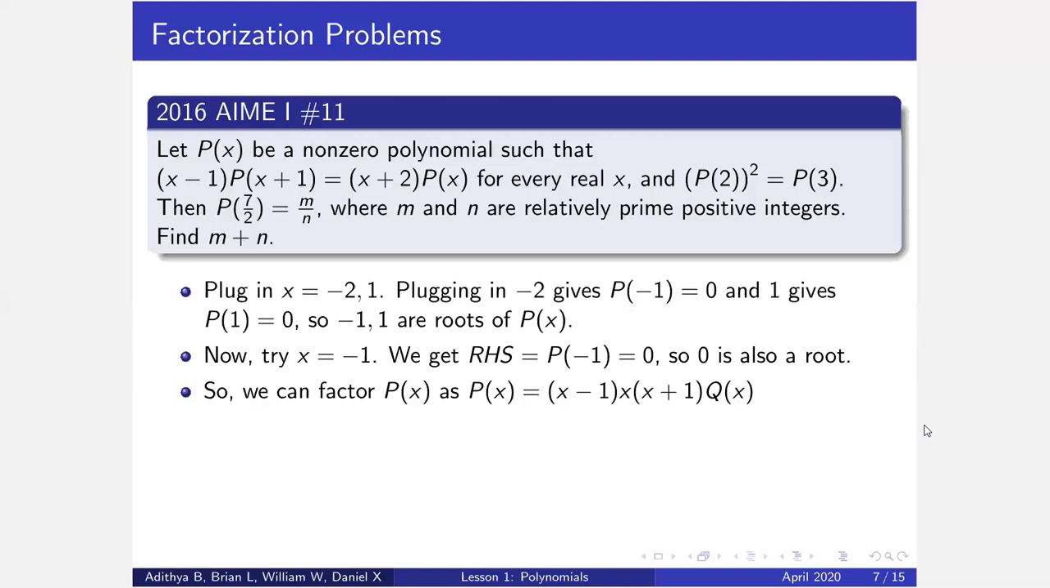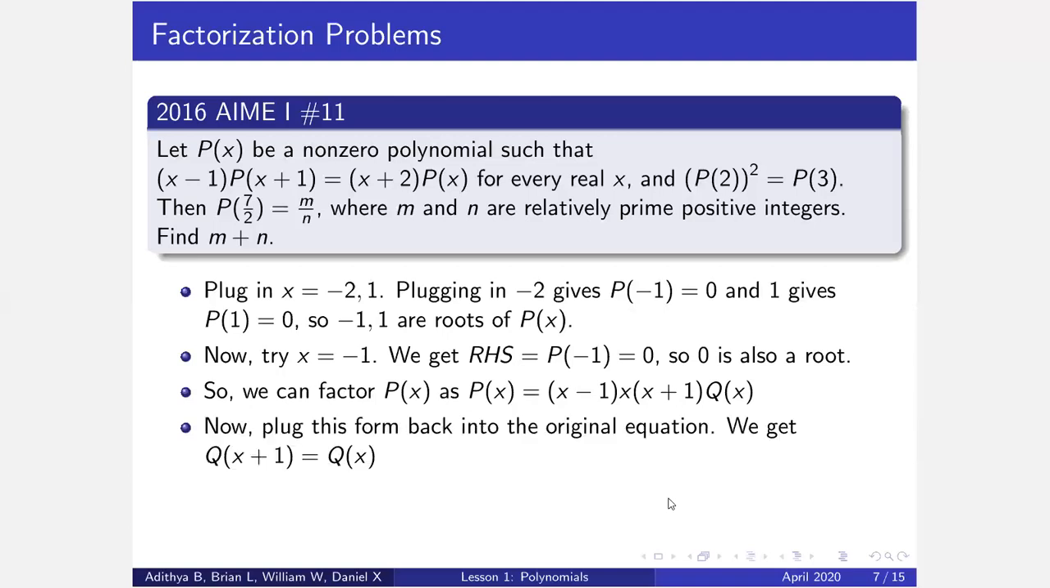Now we put this back into the original equation, and we want to see what remaining information we can get out of this polynomial p. Eventually we want to find p of 7/2, and as it is, there isn't really enough information until we can figure out what q means.